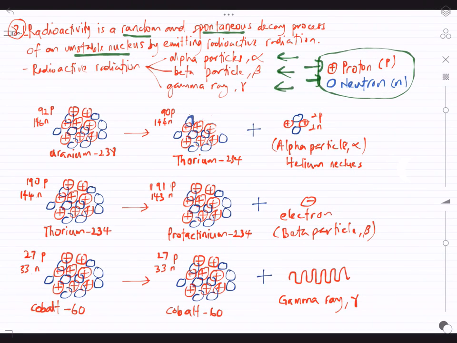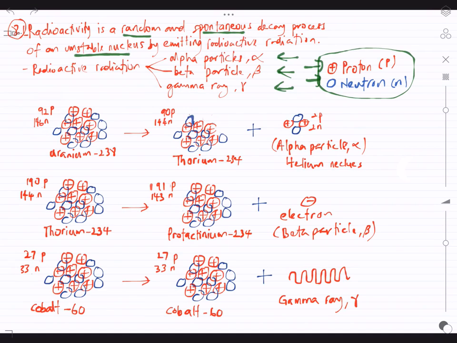Okay, let us look at the first example. This is uranium-238. This is the nucleus. Actually there are many more neutrons and protons in the nucleus, but I just drew a group of protons and neutrons. This is not the real number, so we just look at the numbers to know the actual number of protons and neutrons in uranium-238.